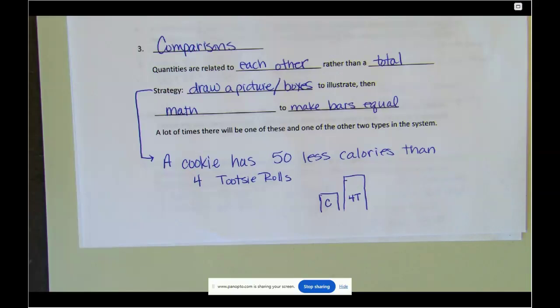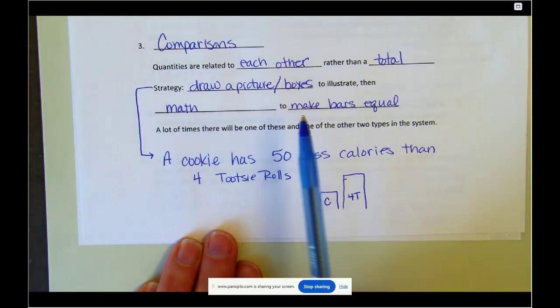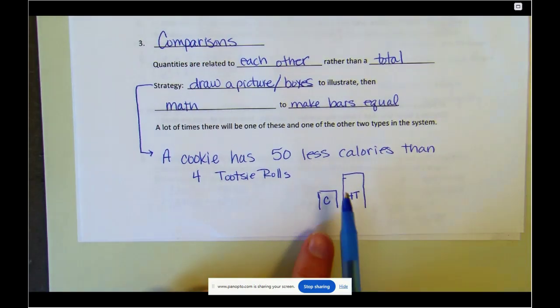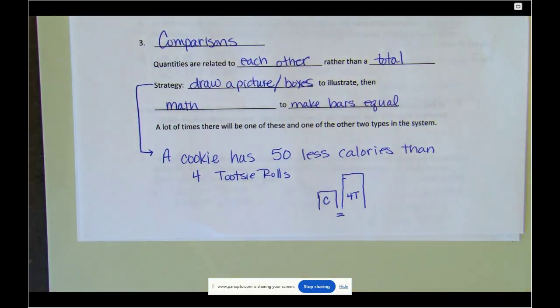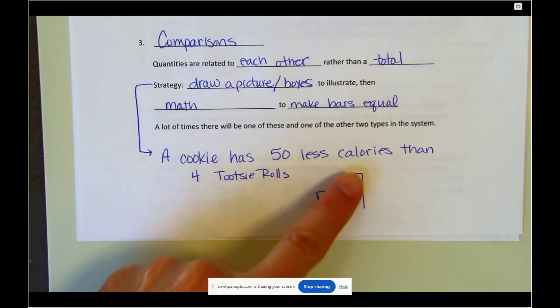Now, there's the picture part, super easy. And now we're going to do math to make the bars equal. So what would I have to do to make those two things equal? Like, what math would I need to do to either bring this bar up or bring this bar down?